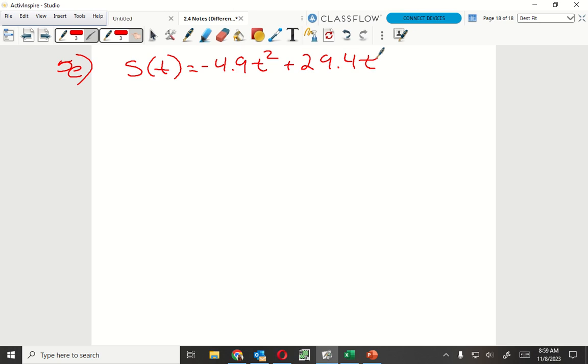Because position is going to give me my height, and I want my height to be equal to 0. Anytime you have a physics problem where you want it to be on the ground, you want to know when it goes flat. I want my position to go 0. That's when it hits the ground. All the time. Position equals 0. So set this equal to 0.